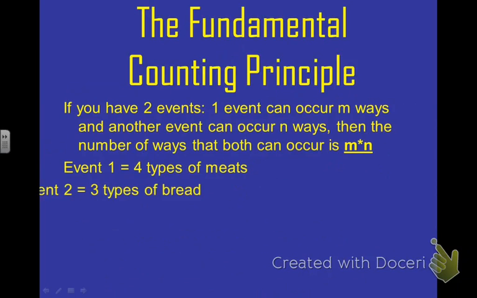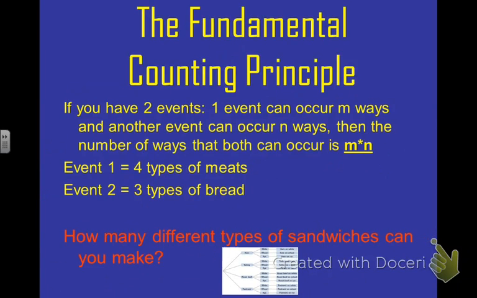So looking here, I'm going to make a sandwich. And I've got 4 types of meats. And I've got 3 types of breads. Well, what I want to do is I want to know how many different types of sandwiches I can make. Without this fundamental counting principle, we can use this long way. And I'm just going to show it here. You don't necessarily have to know this. It's just another way.